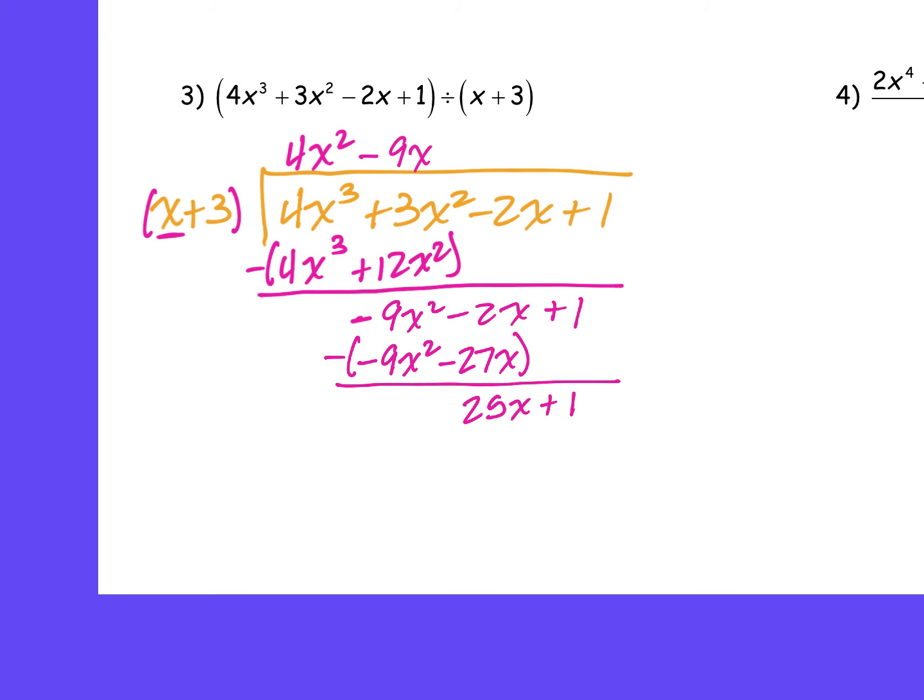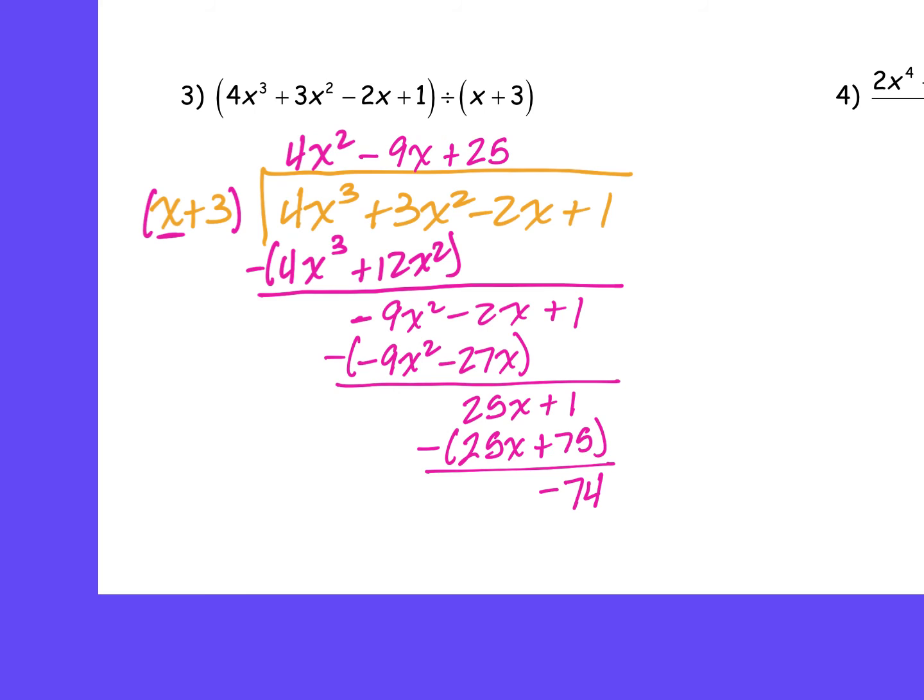So x times what number gives me 25x? 25. And 25 times x is 25x, and 25 times 3 is 75. I'm going to subtract that, and that gives me negative 74.